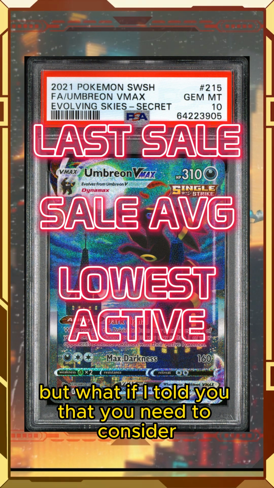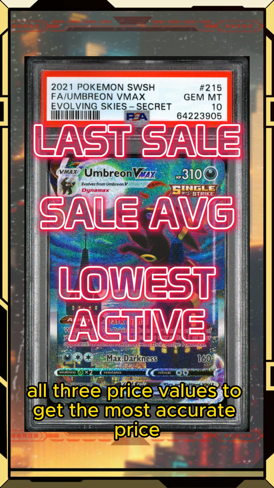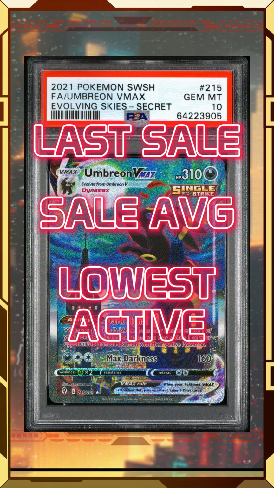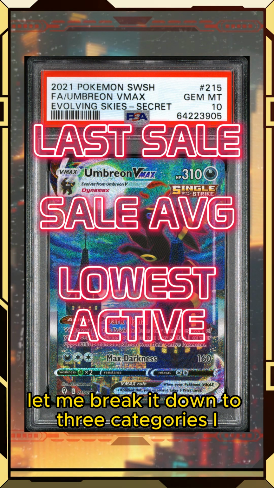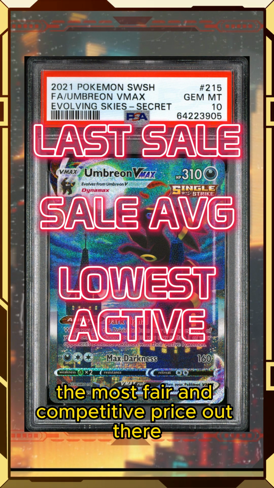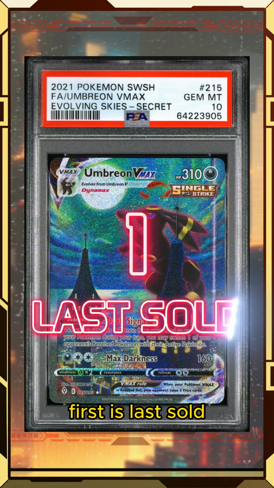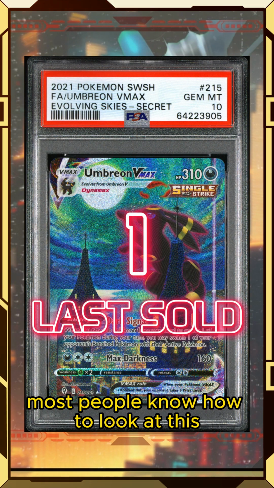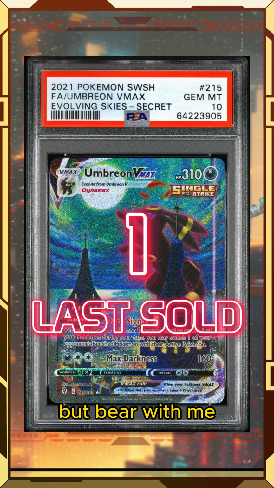But what if I told you that you need to consider all three price values to get the most accurate price? Let me break it down into three categories I use when pricing cards to sell at the most fair and competitive price out there. First is last sold. Most people know how to look at this, but bear with me.